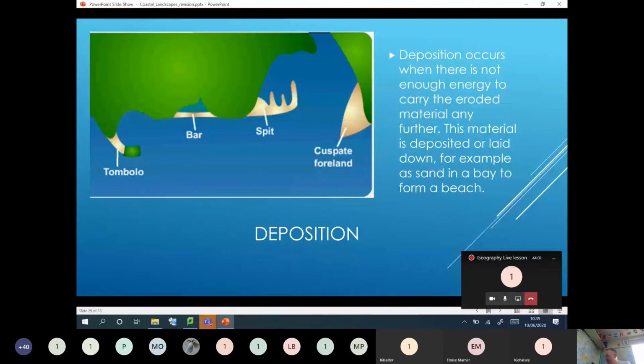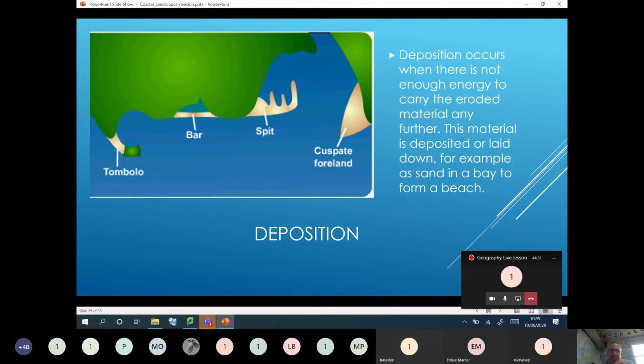So you just need to add these labels onto your picture. One thing that people leave out and don't talk about is in the writing I put there: why does deposition occur? Deposition occurs when there's not enough energy to carry the eroded material. The waves have lost energy, they don't have the energy to carry that material. So of course the bigger sediment tends to stop first. Traction tends to stop first.